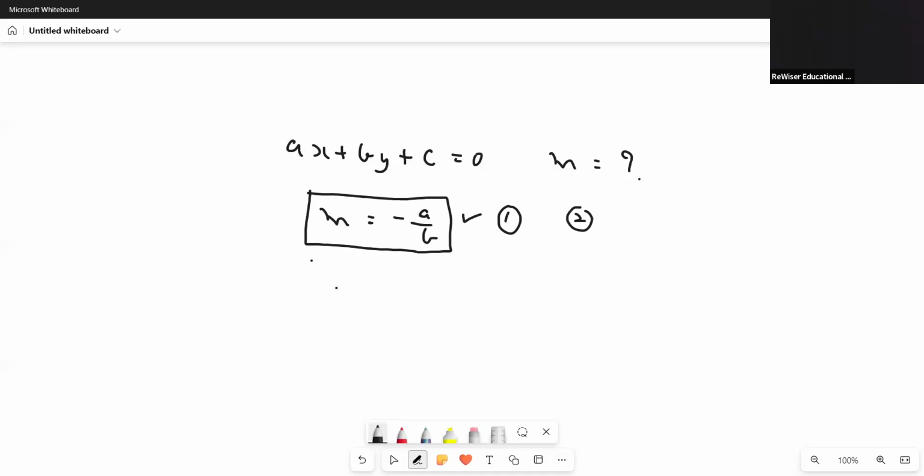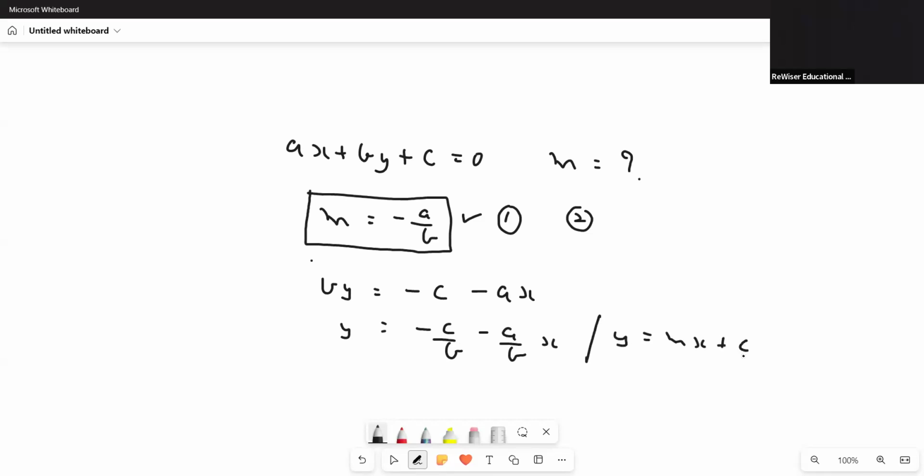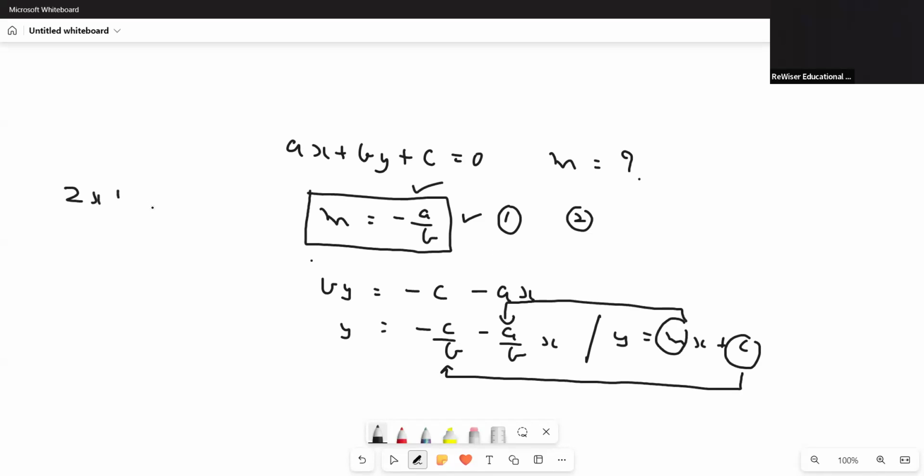So the step should be you have to make y the subject. That means I can write by equals minus c and minus ax. I just moved these two to the other side. So writing y, that's minus c by b, and that's minus a by b into x. If I'm comparing it with the line y equals mx plus c, we can clearly say that the y-intercept of the line is minus c by b, and the slope of the line is minus a by b.